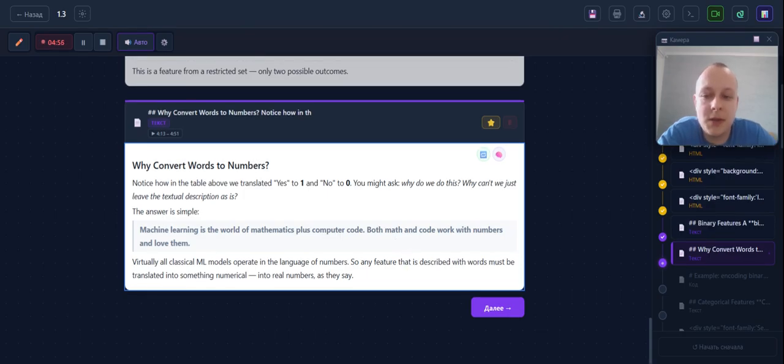You might have a question why we convert words into numbers. From yes, we got 1, and from no we got 0. And why we do this conversion? Can't we leave textual description as it is? Machine learning is the world of mathematics plus computer code, so both of them work better with numbers. That's why we do that.